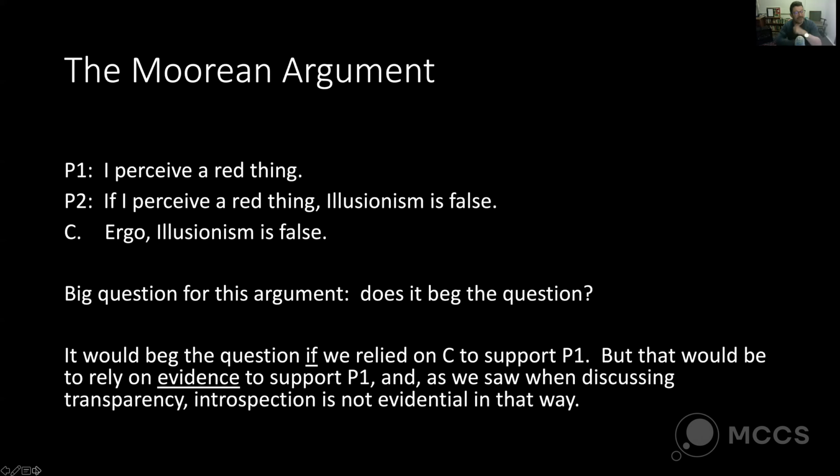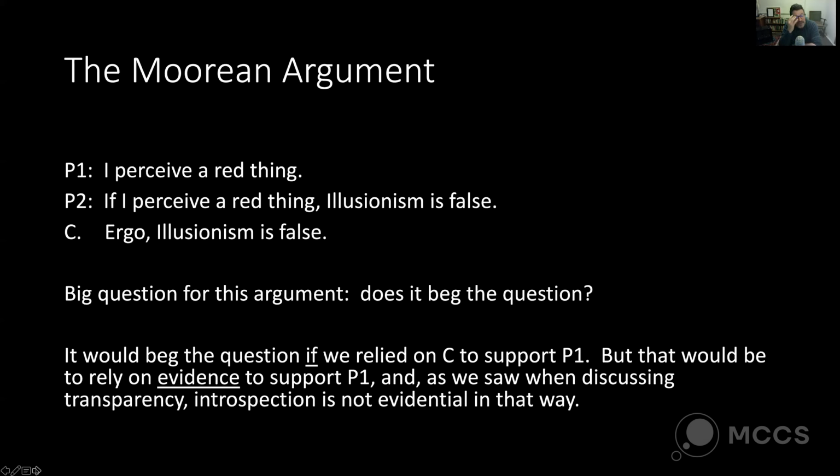Now, the idea that this is a Moorean argument, which is what Chalmers describes it as, is the idea that it's analogous to this notorious argument for the external world. You remember that Moore tries to refute the skeptic or prove the existence of the external world by saying, here is a hand. First premise. Second premise, if there is a hand, then the external world exists. Therefore, the external world exists.